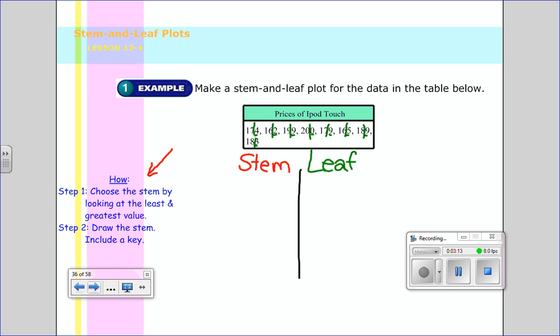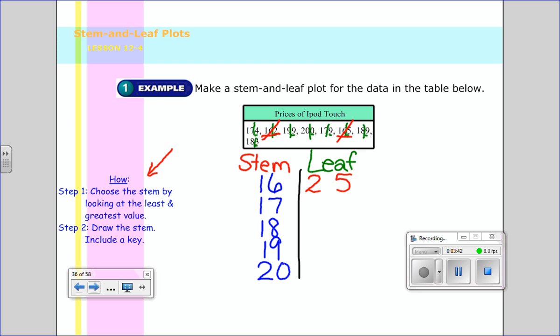For my stem, I have the numbers like 17, 16, 19, 20, and 18. Looking at it, my least value was 16, and I go all the way to 20. So I'm going to go 16, 17, 18, 19. Now I'm going to start with the 16, so any number in the 160s. I have 162, 165. Again, you start with the smaller, so I'm going to put 2, then 5.